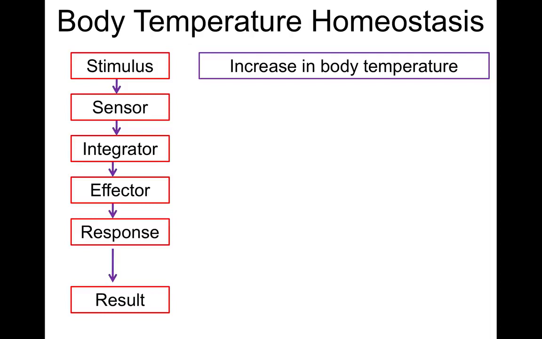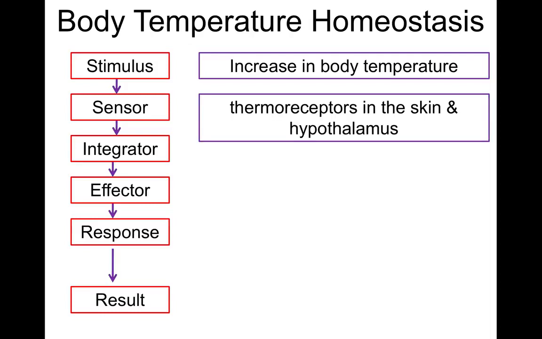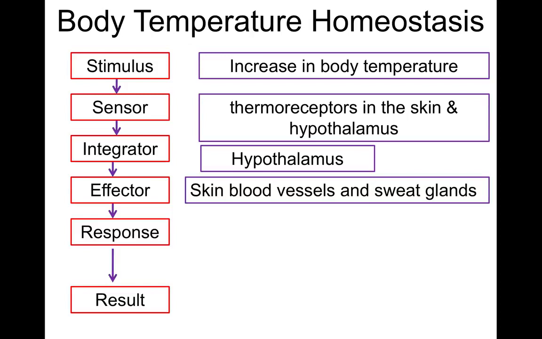What identifies the change in body temperature would be thermal receptors. Thermal as in temperature, receptors as receptors that are present in two locations: the skin and a gland inside your brain called the hypothalamus. Now in this case, your sensor and your integrator are partially the same. So the hypothalamus notices the change and also acts as an integrator that's going to create a response.